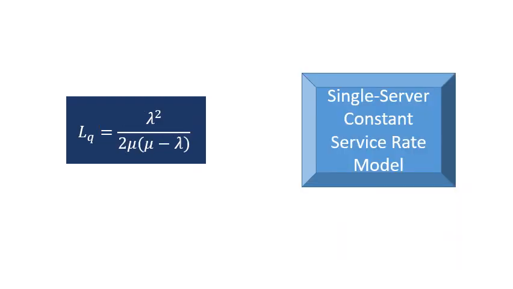A single server constant service rate, this is only when the question tells you there's a constant service rate. If the question doesn't tell you constant service rate, you will always be using the first equation. And the equation is going to be a little bit different.